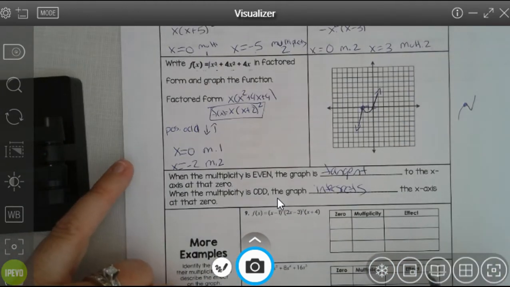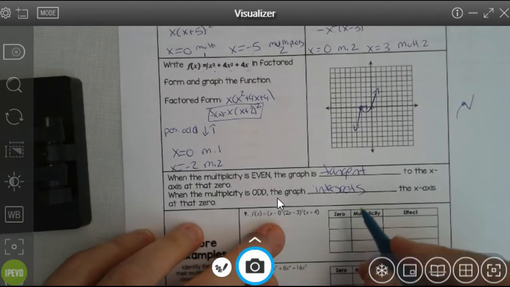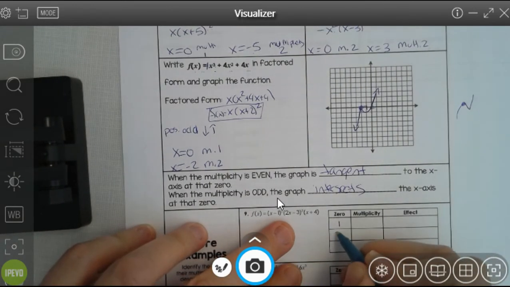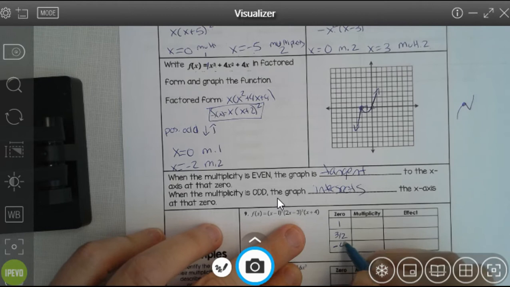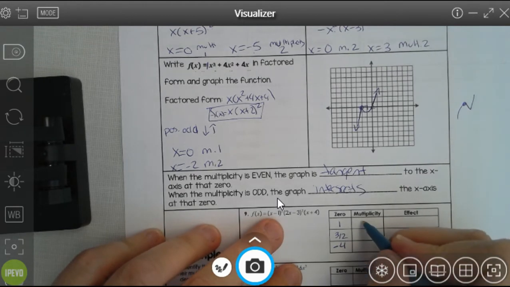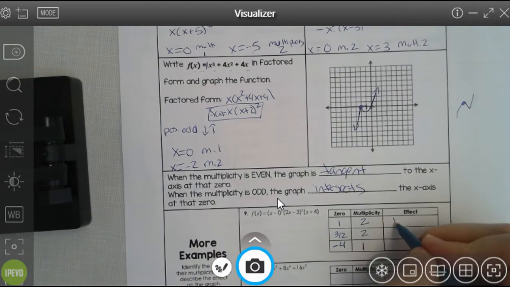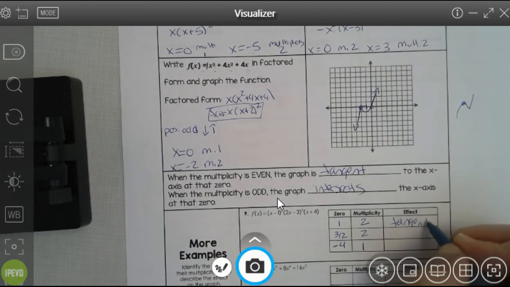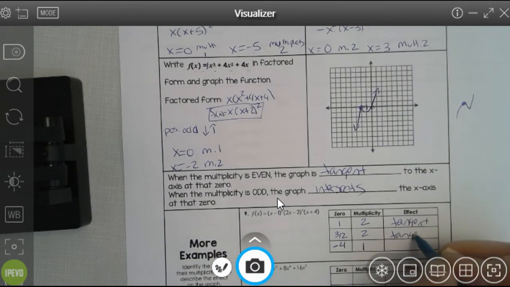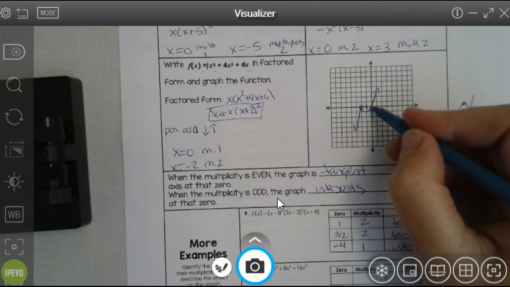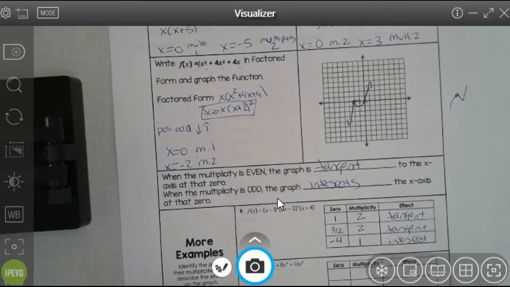So let's go ahead and state our zeros. 1 is a 0, 3/2 is a 0, and -4 is a 0. The 1 happens twice, that one happens twice, and that one only happens once. So this one should be a tangent. This one tangent, which means it's going to bounce right there. And this one should go through it, so that's going to intersect. See how this one intersects right there? It goes through the 0.